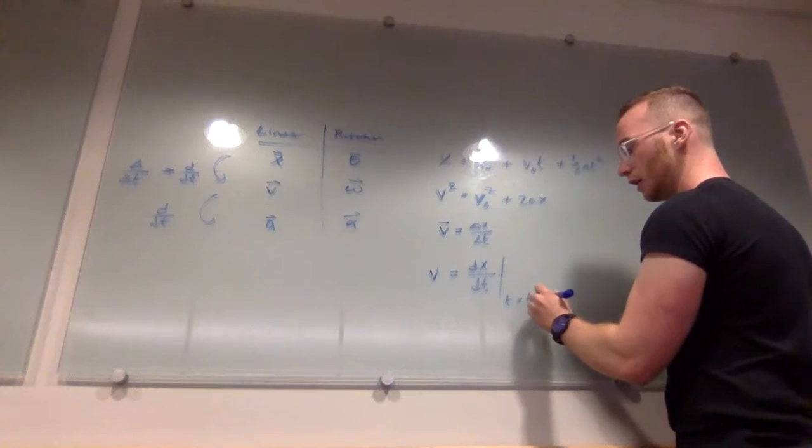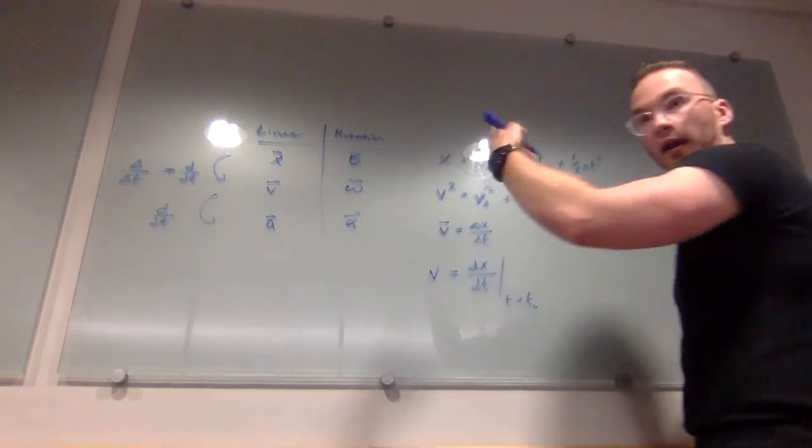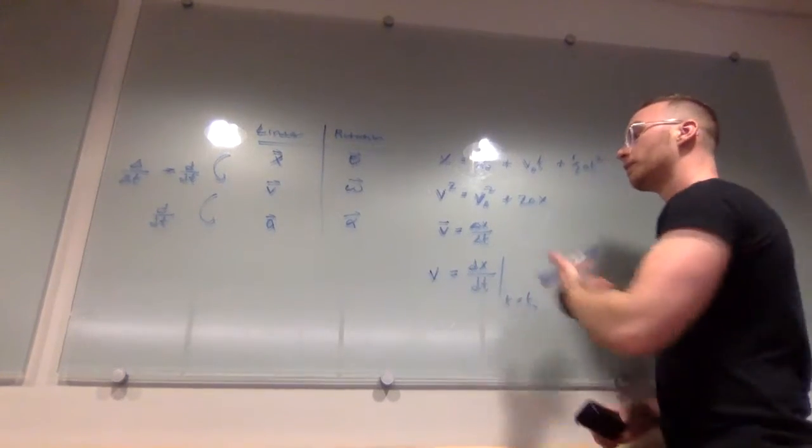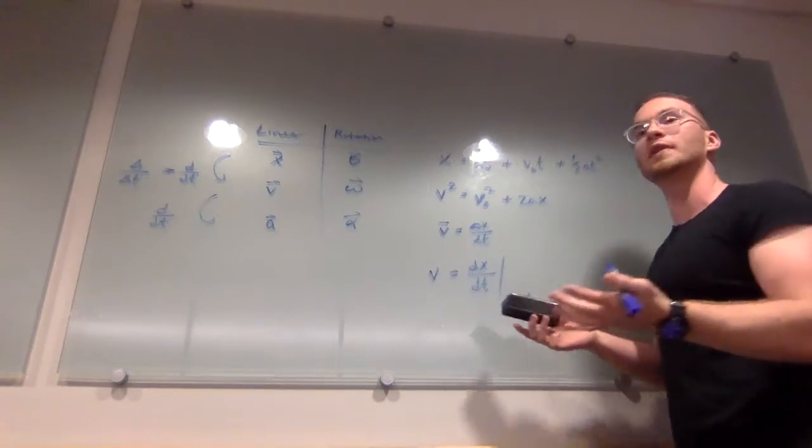t equals t naught or whatever it was. That was just what I erased before. It's just taking a derivative. So that would be to get the instantaneous velocity. If they ask you about the average velocity, it was the same.